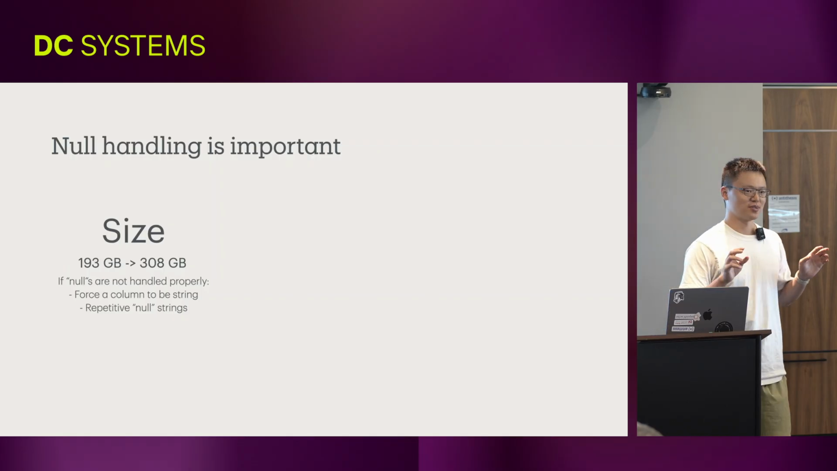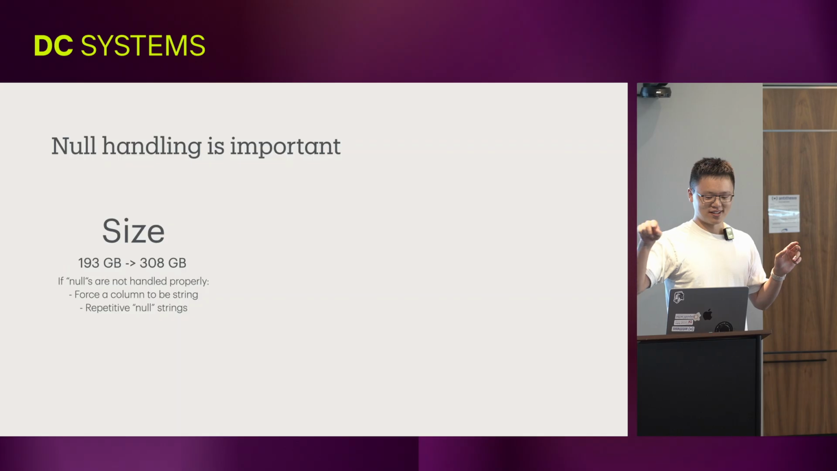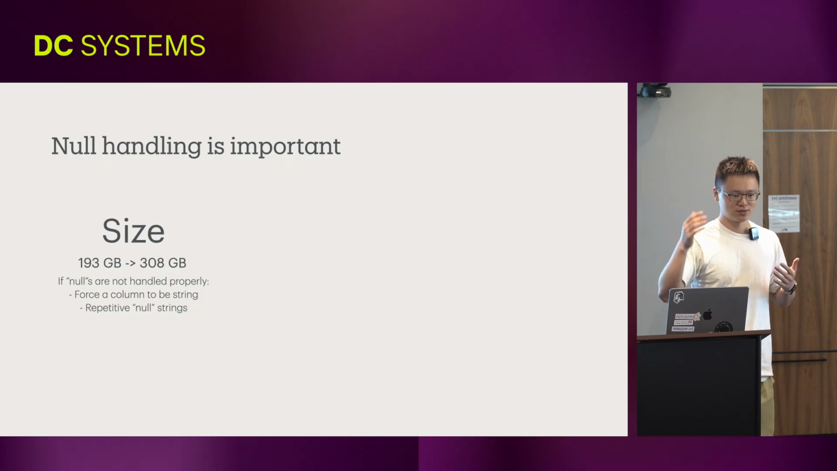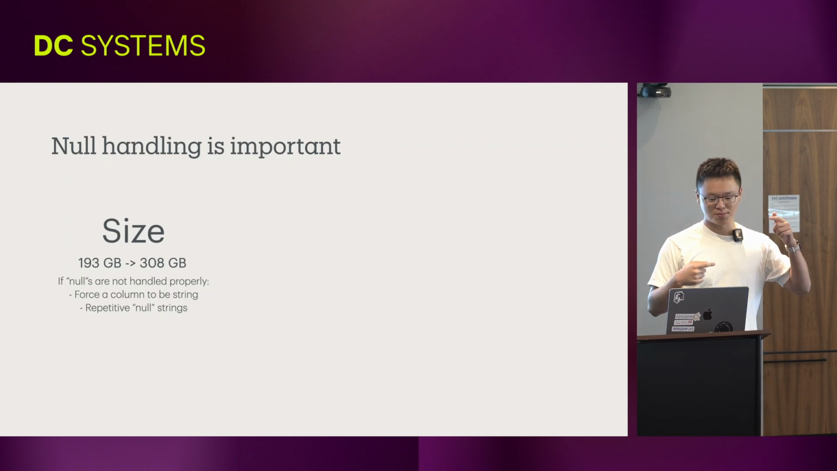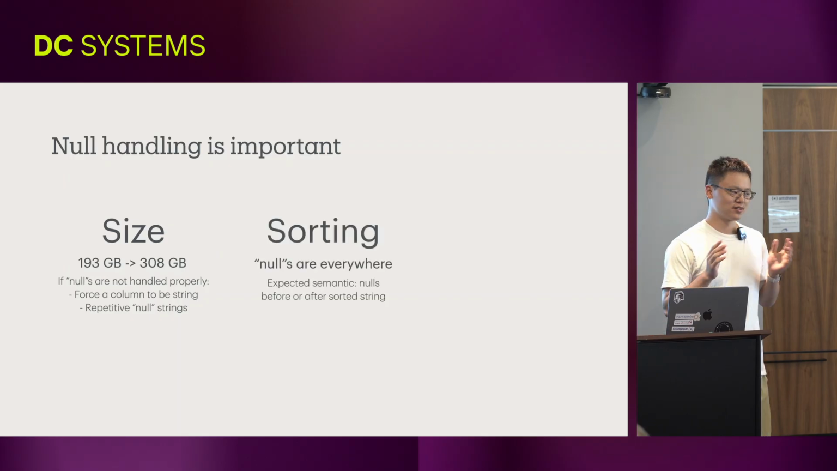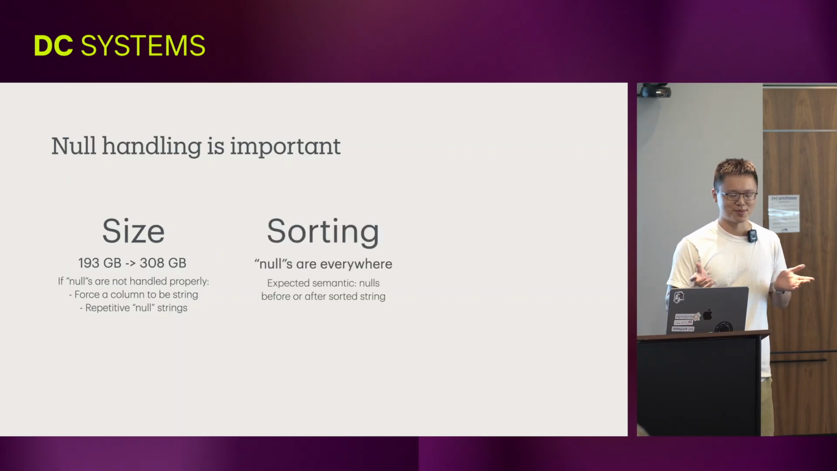Also, sometimes people use "nulls" or "nonce", which are pretty long, so they take more than 4 bytes to represent a null. But with proper null handling, you only need 1 bit. So it increases the size. It also makes sorting very problematic.